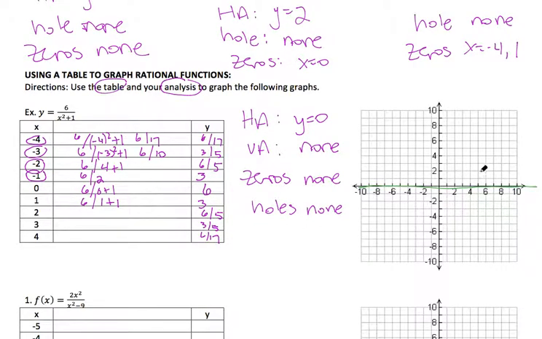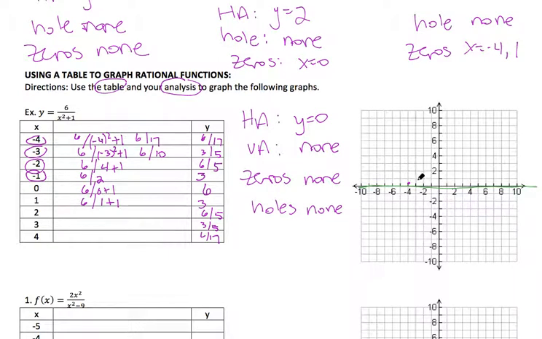Okay, so now you're going to come over here, we're going to start plotting these. So I have -4, comma, 6/17. Well, 6/17 is pretty close to 1/3. If it was 6/18, it would be 1/3. So we're going to approximate. So -4, and here's 1/3.